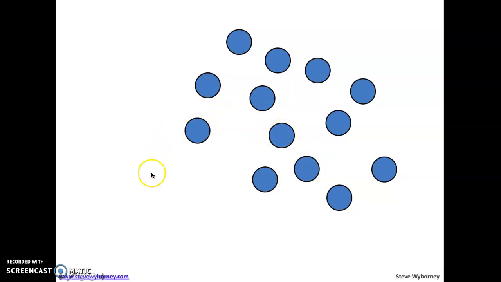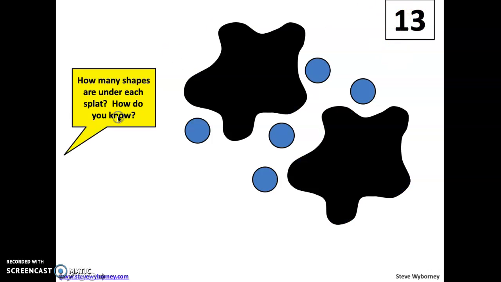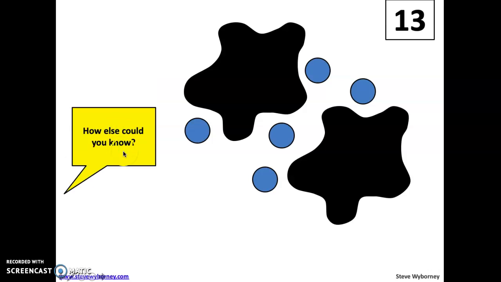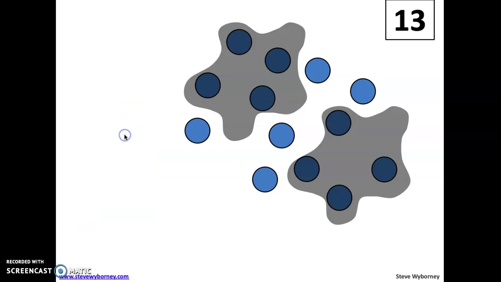On the first slide of every PowerPoint, there are some sample questions that pop up as you click through. After that, it shows you the total number in the corner, and asks how many shapes are under each splat, how do you know, how else could you know? This provides the opportunity for a different student to share how they solved the problem. Let's look under the splats to see how many shapes there are. This is a feature called transparency, so the kids can still see the splat, but can also tell how many dots were underneath there.